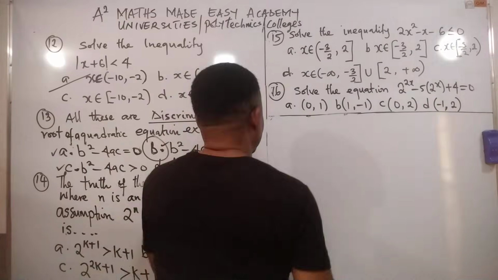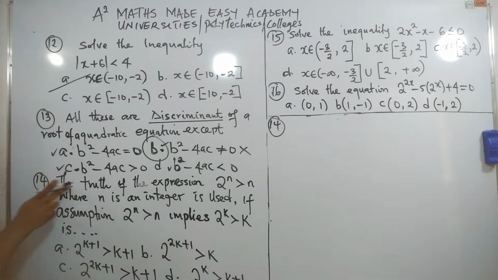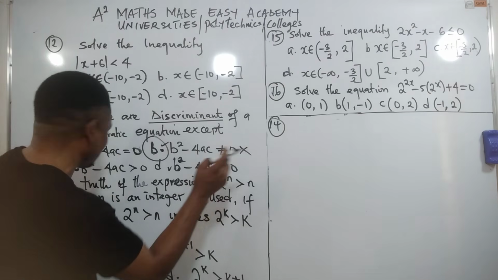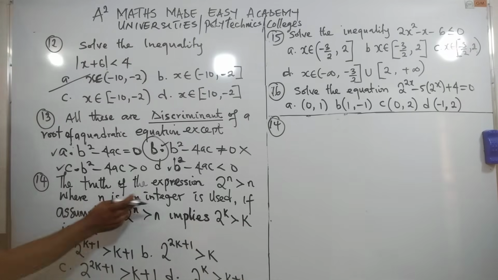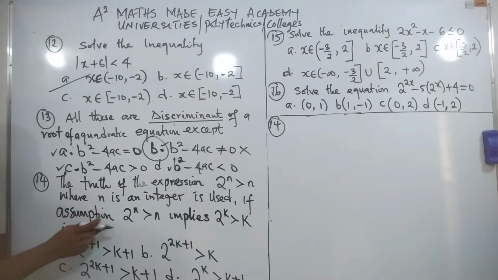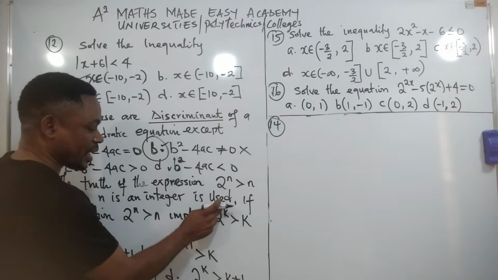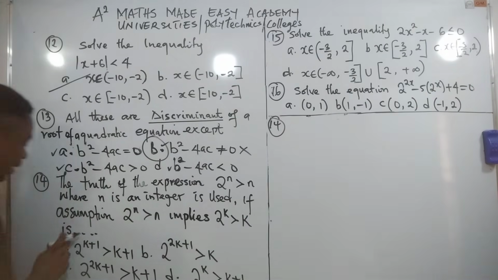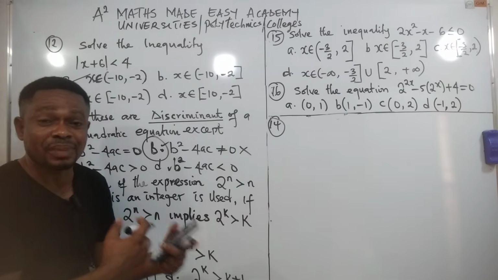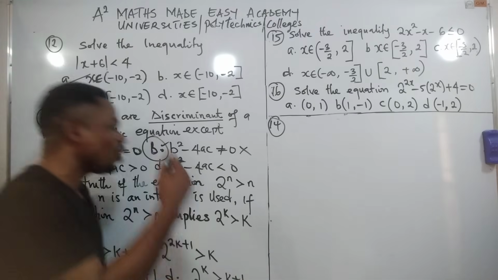Question number 14. Can we take a look at that question? Now look up. The question says the truth of the expression 2 raised to power n greater than n, where n is an integer, is used if assumption 2 raised to power n is greater than n implies 2 raised to power k is greater than what? K is dash. Now, this type of question talks about what we call mathematical induction. Now, what do we mean?